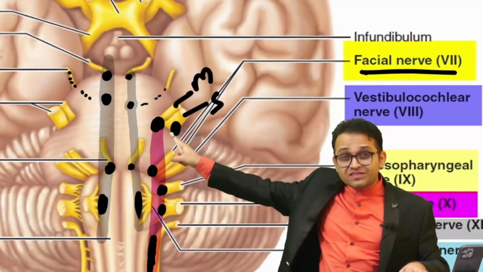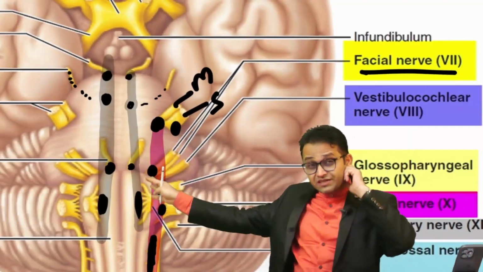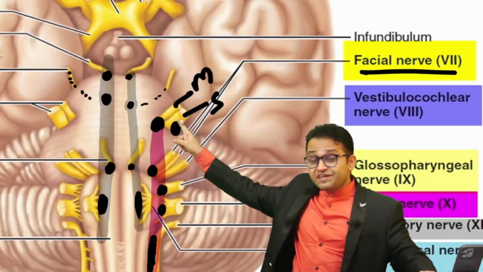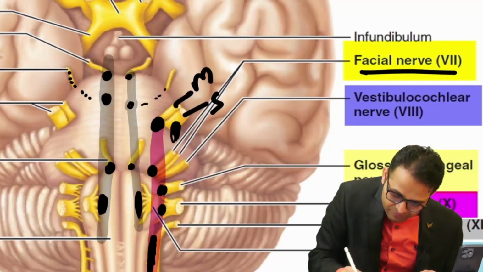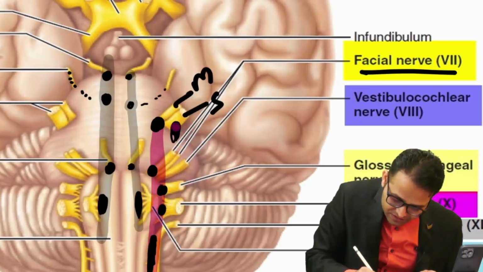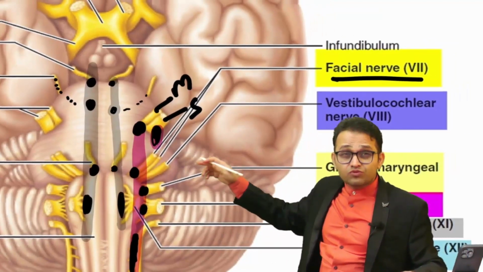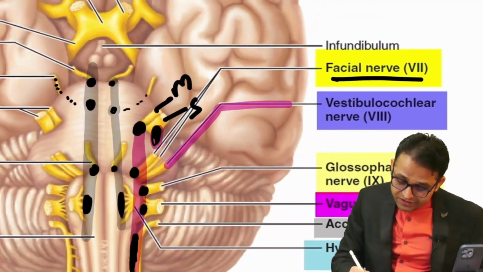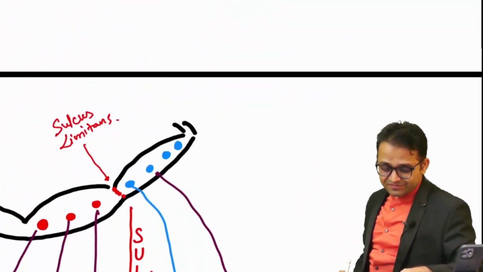This red color is showing the second functional column, and they have different nuclei distributed here. Fine. Then the fifth cranial nerve sensory part is here. And now come to the lateral most. Can you see the lateral most is our vestibulocochlear. Now try to understand again this amazing fact.